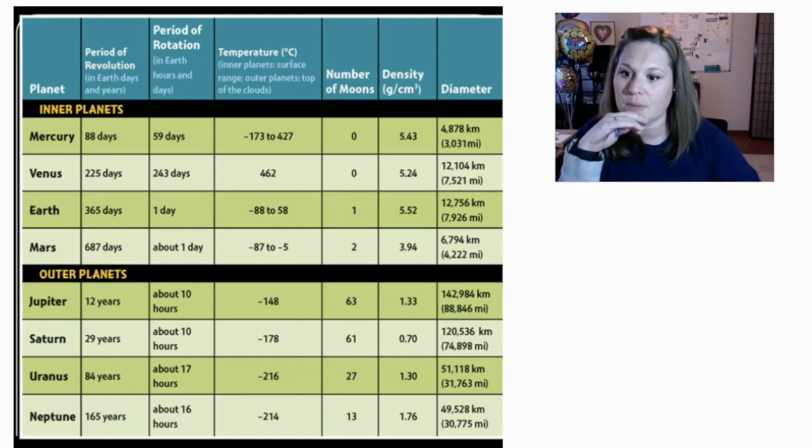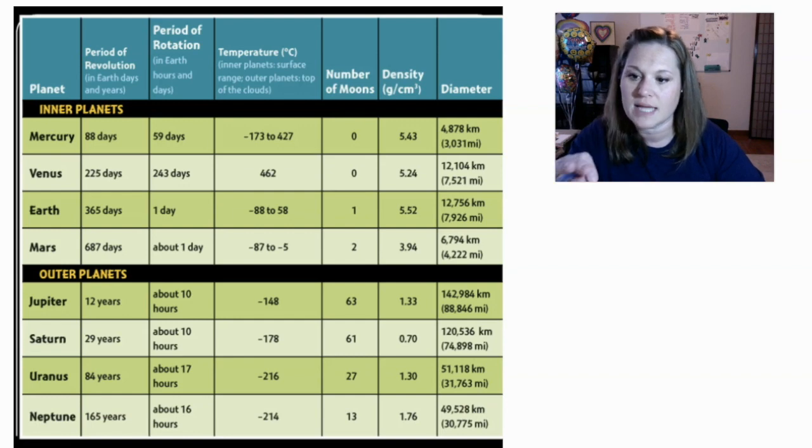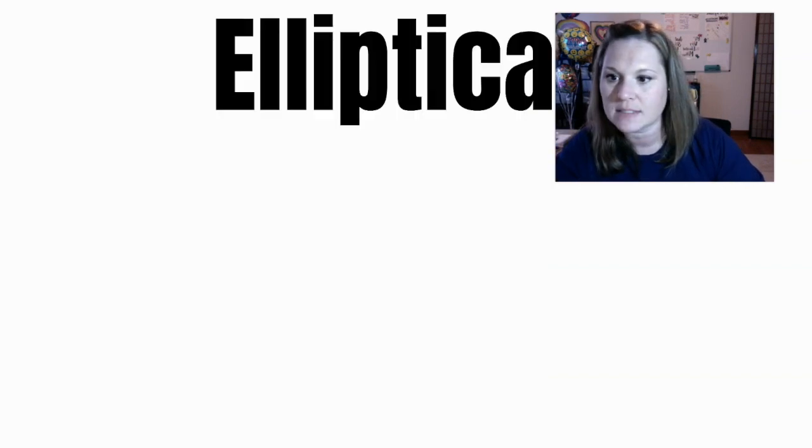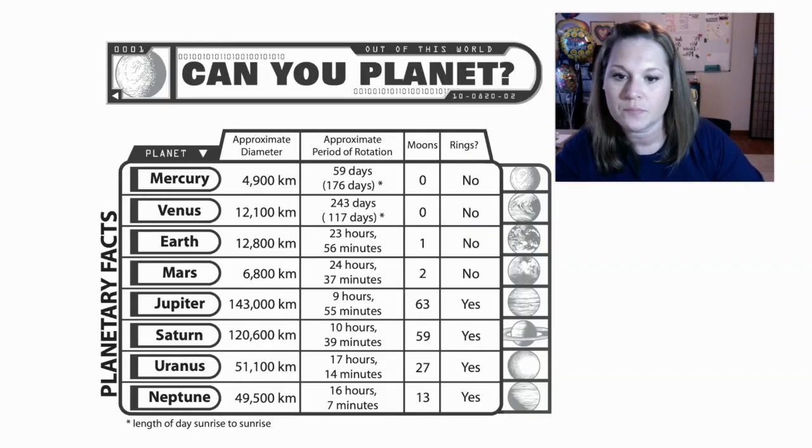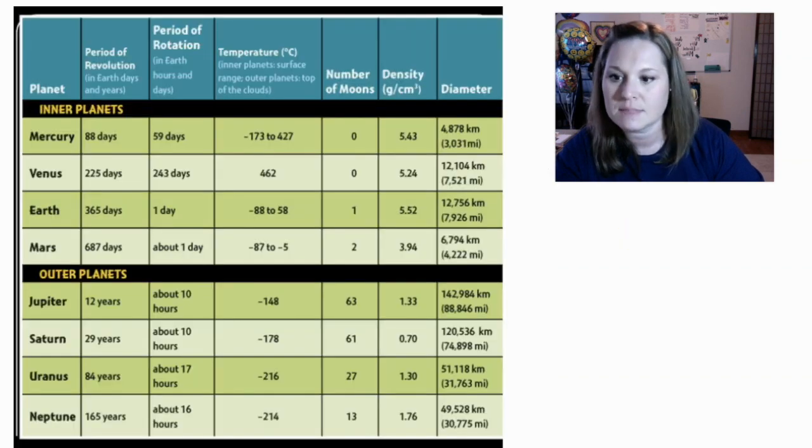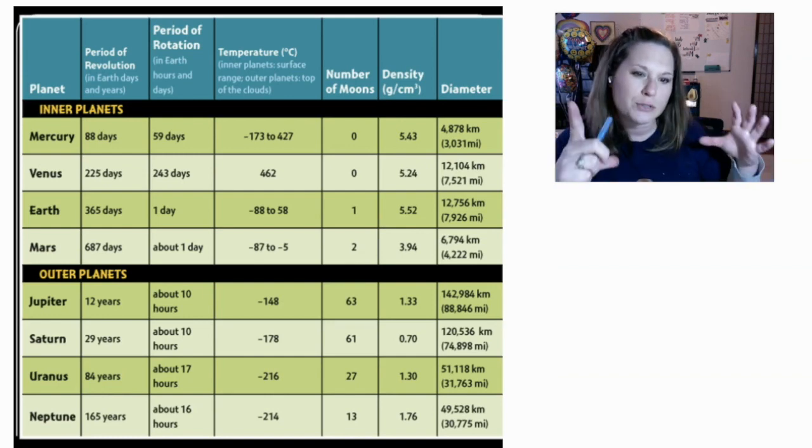They have it set up a little different. Look, Earth and Mars, they have about 1 day. So it looks like they estimated a little bit differently. So Mercury, it says 59 days. I'm going to go back to the other chart. Mercury is 59, Venus 243. Okay, it's about the same there. It looks like it's rounded a little bit.